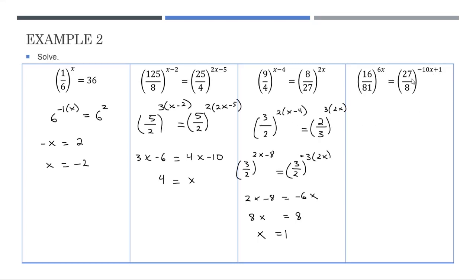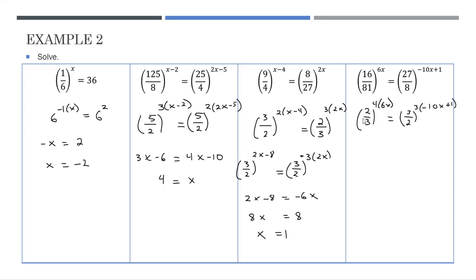Our final question like this. So again, we got to look for a common base. This fraction looks a little bit simpler. So I know that 3 cubed is 27, and 2 cubed is 8. So I'm going to get 3 over 2, all cubed. And still have that negative 10x plus 1. So on the right side, then, is it possible to make 16 become 2? Yeah, 2 to the power of 4. And then 81 is 3 to the power of 4. So I end up with 2 over 3 to the power of 4 times 6x.